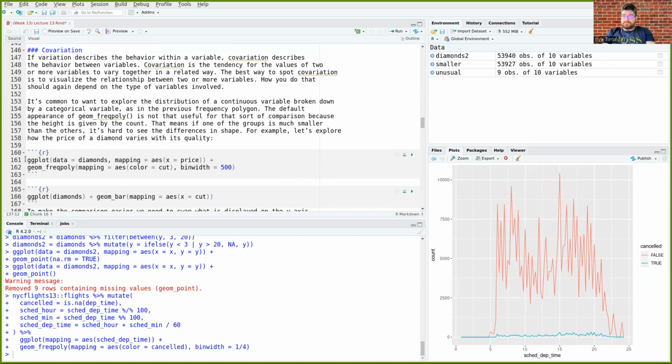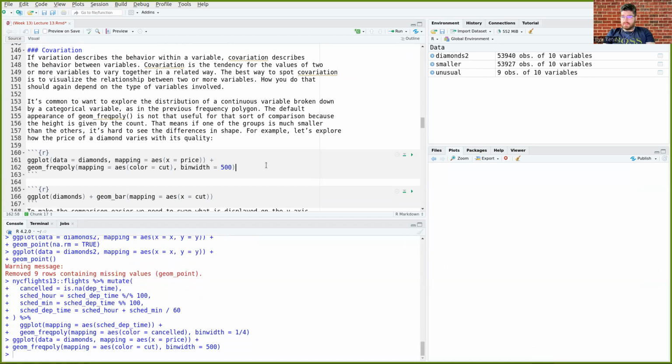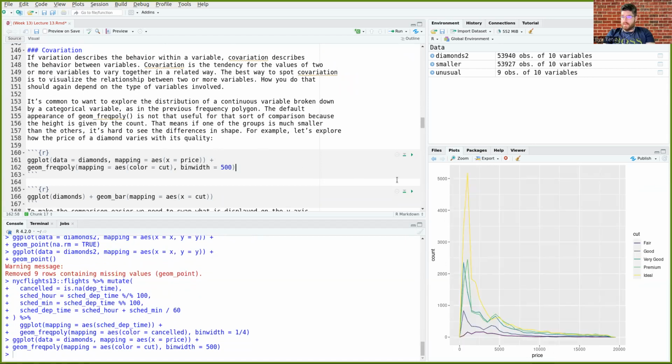So here, again, we are building the frequency polygon, and let's explore how the price of a diamond varies with its quality. We can see that here's the price value, and the price value depends on the cut. Actually, you can see a really interesting value here.